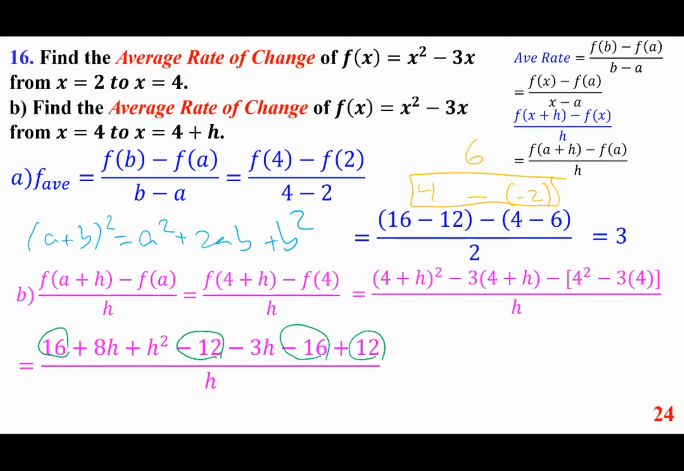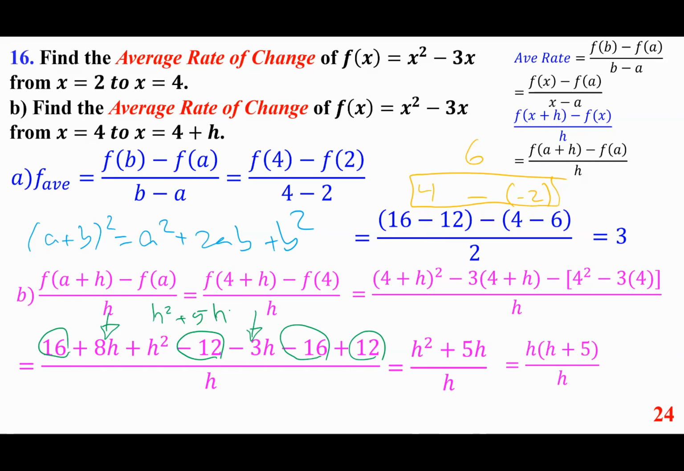So you have 8h. And minus 3h, so the top becomes h squared plus 5h only. Factor the h from the numerator, drop it from the top and the bottom, and the final answer is h plus 5. It's very simple.